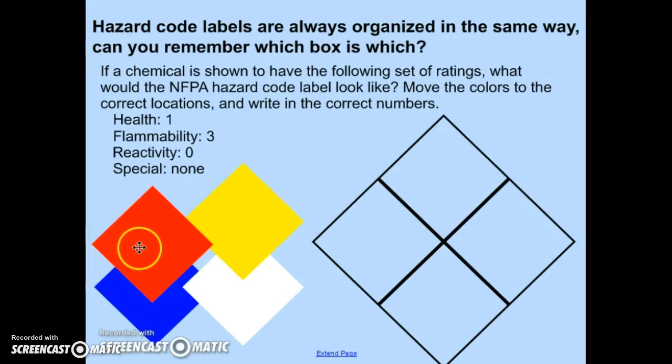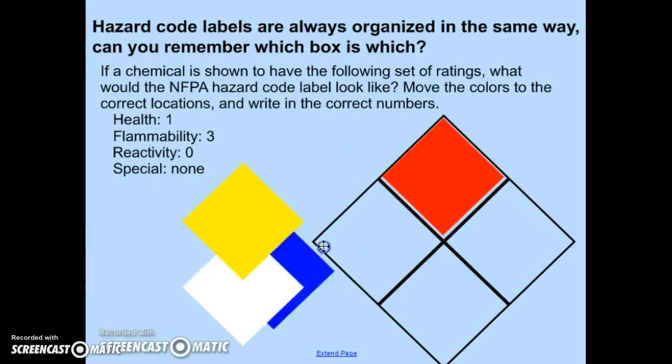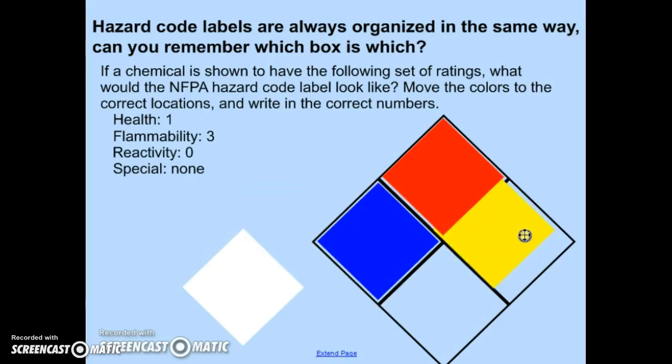Remember, these always go in this direction, so red will always be on top. So if this was in black and white, you couldn't really tell. You should still be able to know the top one, the red one, is flammability. The blue one on the left is health. The right one is always going to be reactivity, and the bottom one is always going to be white for special.